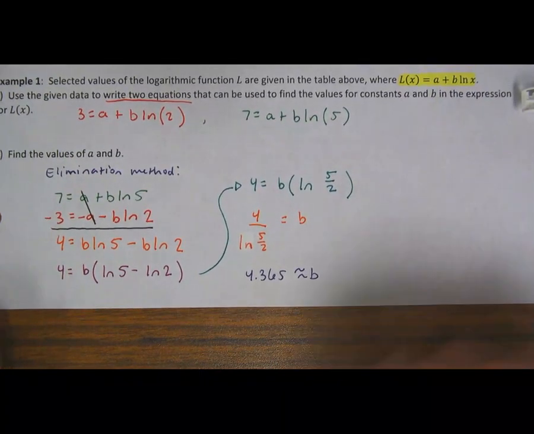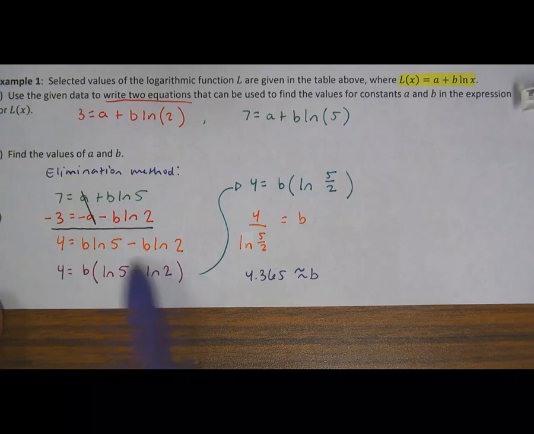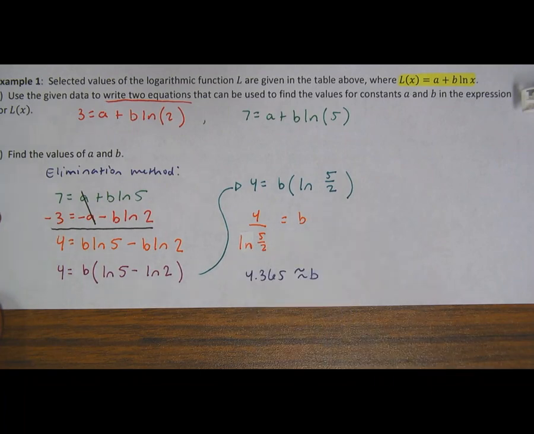B is approximately 4.365. Before we solve for A, I just want to recap what we just did. We used the elimination method. We factored out the B. We condensed this in parentheses to a single logarithm, and then we just had to divide by that to get B by itself. And from there, we have to use a calculator to get the decimal value.